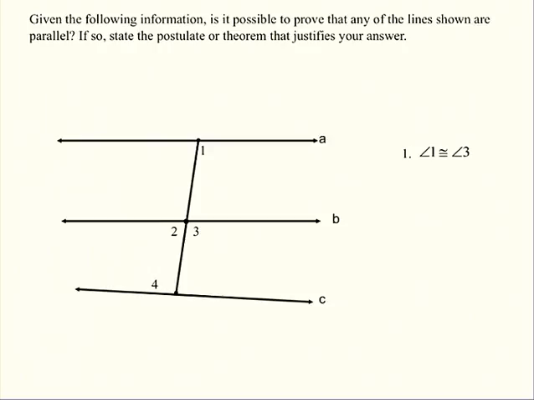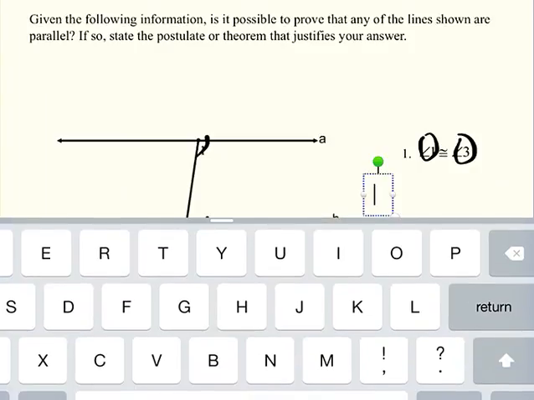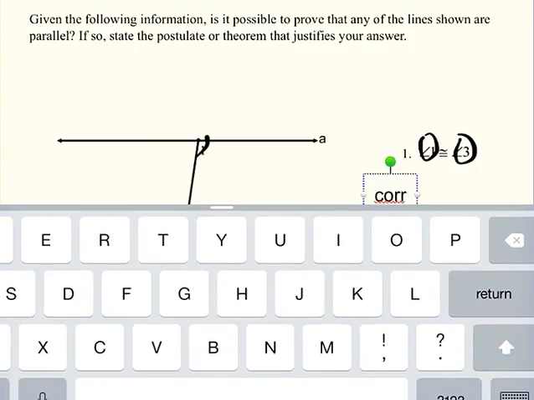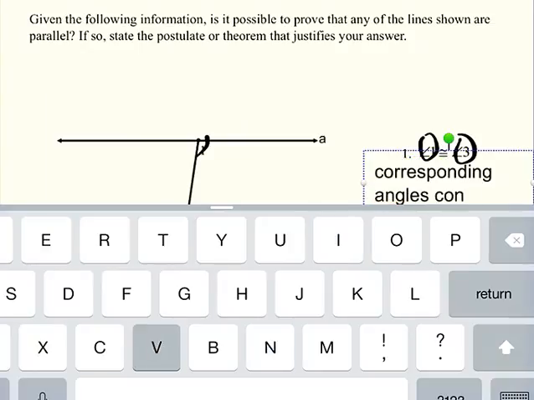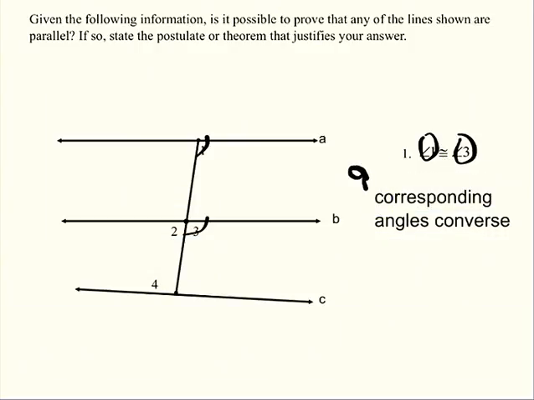So let's take a look at an example of this, okay? So given the following information, is it possible to prove that the lines are parallel? If so, state the postulate or theorem that justifies your answer. It gives us that 1 and 3 are congruent. So what I notice is that 1 and 3 are corresponding angles. So since they're corresponding angles, then yes, they are. So what we're going to say it's true by is that they are parallel by the corresponding angles converse. Okay? Corresponding angles converse. And a lot of times when you're doing this, you'll actually say, okay, A is parallel to B by the corresponding angles converse. So that's the theorem that I just typed that it's going to be.